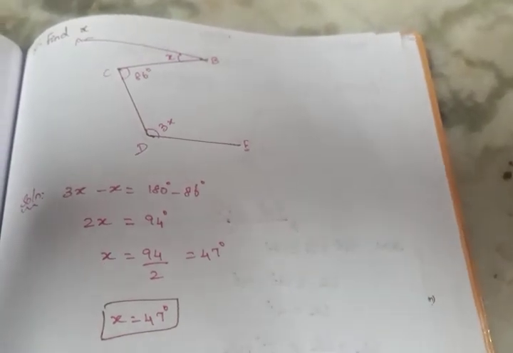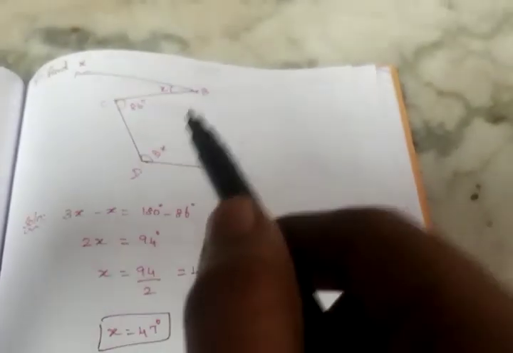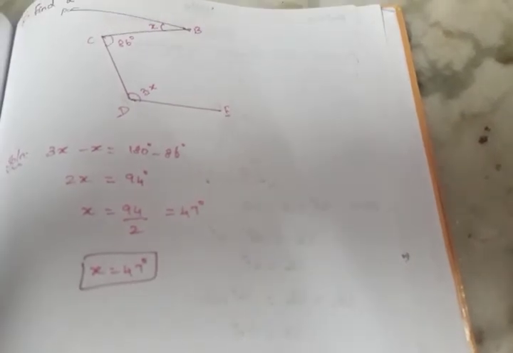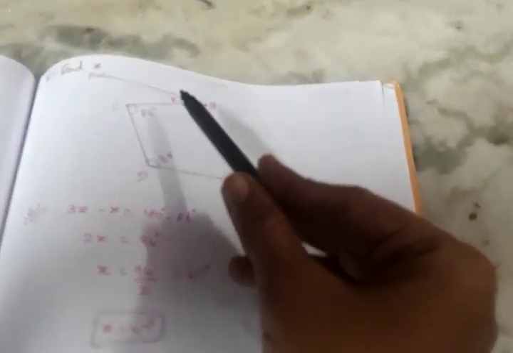Find x. Then next, triangle with 86 degree and 3x. So 3x minus x equal to 180 degree minus 86 degree. 3 minus 1, 2x. So 2x equal to 180 minus 86, 94. Multiply transpose to division. So 94 by 2, cancel it. We get a value 47, 2 47s are 94. So x equal to 47 degree.